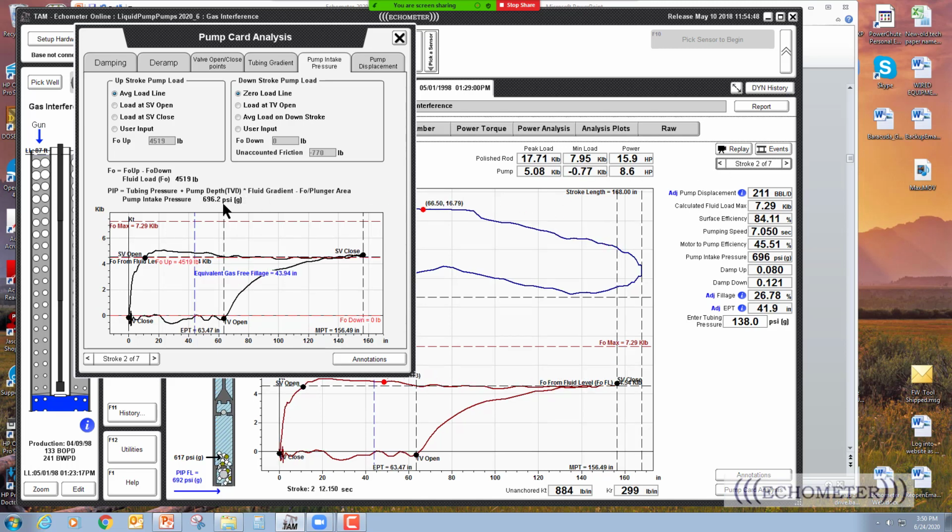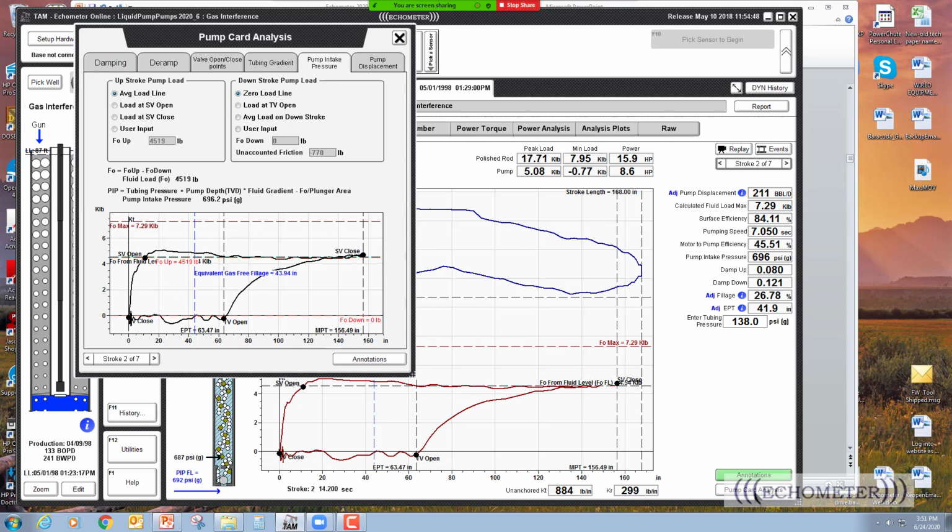All of that, the pump intake pressure and pump discharge pressure, is calculated based on the pump card. And it can change from stroke to stroke because the traveling valve doesn't always open at exactly the same point. When it opens, that's when the pressure inside the pump chamber is the discharge pressure. At top of stroke, we assume we have the intake pressure, and that's the compression curve right there.